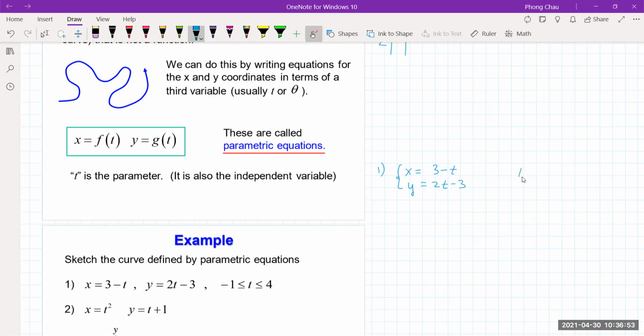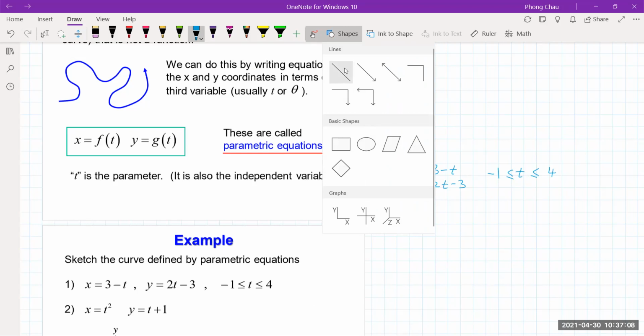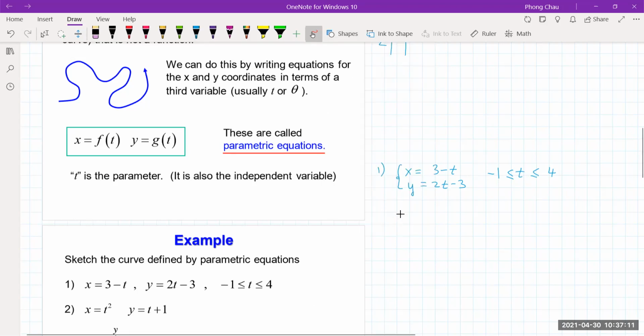And in this case, there are restrictions on t. t can only go from -1 to +4. Now, to do that, we're going to draw a table with 3 columns, so instead of 2, we're going to have 3 columns.